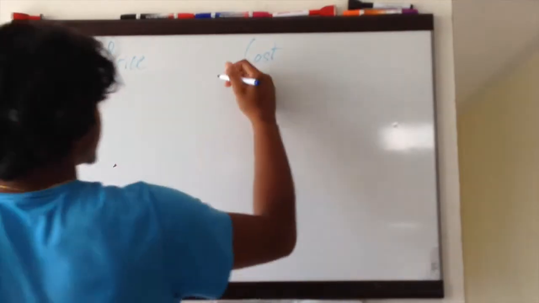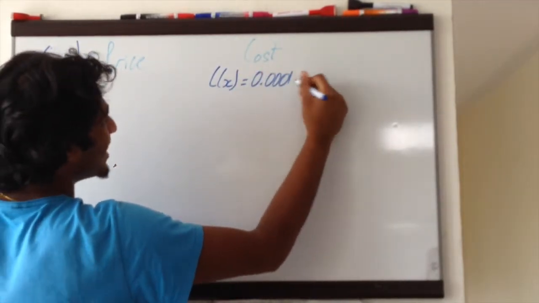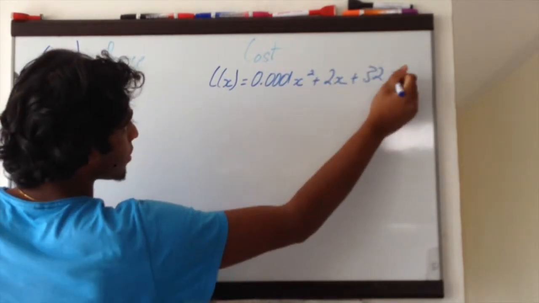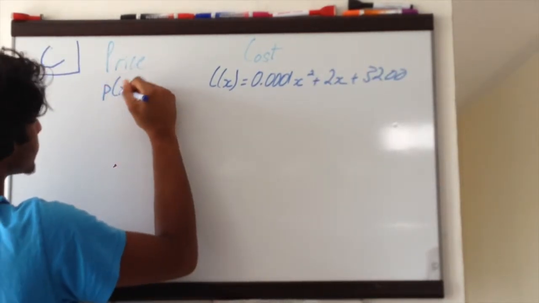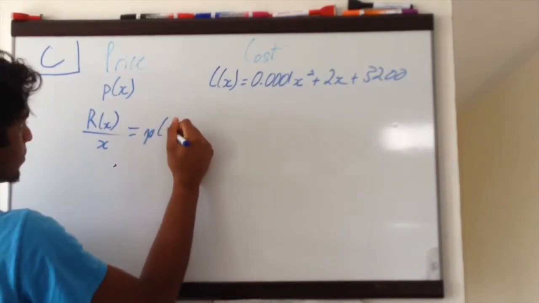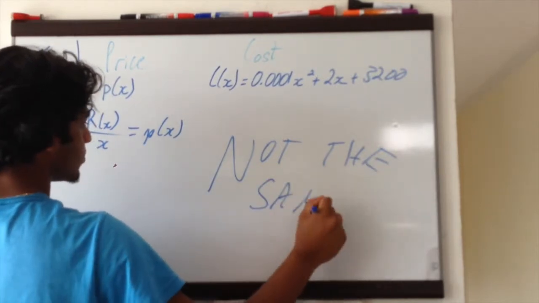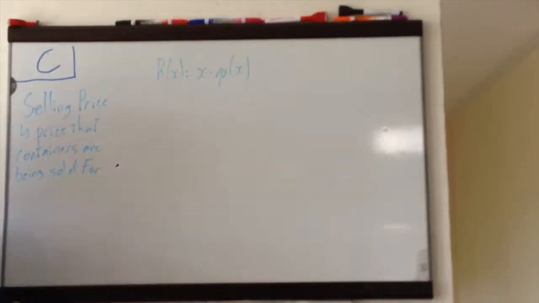You know why it's wrong, right? It's because the cost function and the price function are two different functions. They gave us the cost function at the beginning of the question, but the price function is revenue over units. So they are not the same thing.